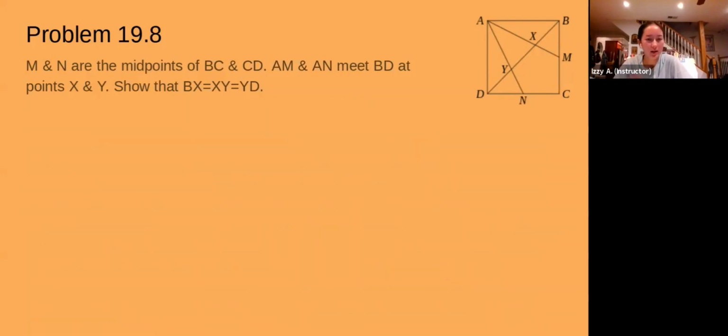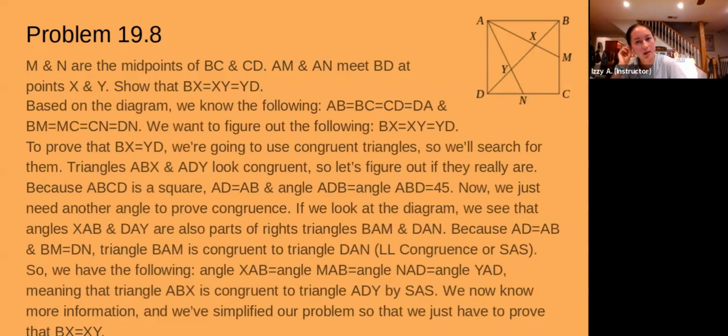Okay, so based on the diagram, as Kessler pointed out, AB is going to be equal to BC, which is going to be equal to CD, and finally DA, so ABCD is going to be a square. And BM is equal to MC, which is equal to CN, which is equal to DN. We want to figure out the following: BX is equal to XY, which is equal to YD.